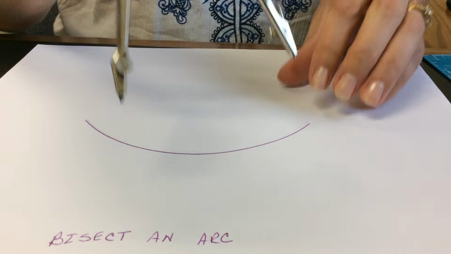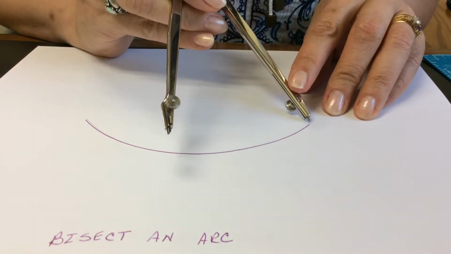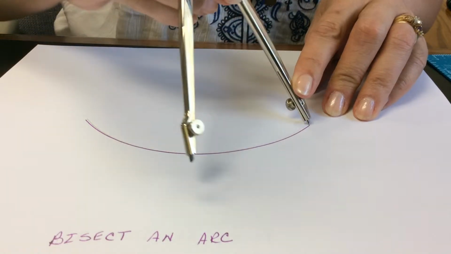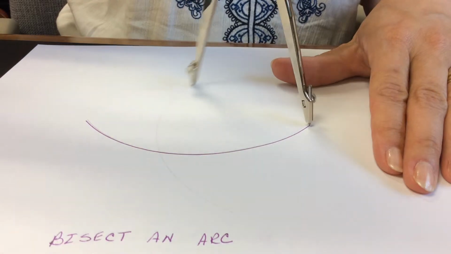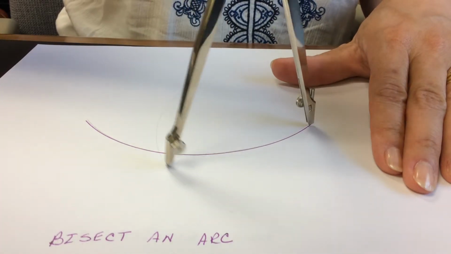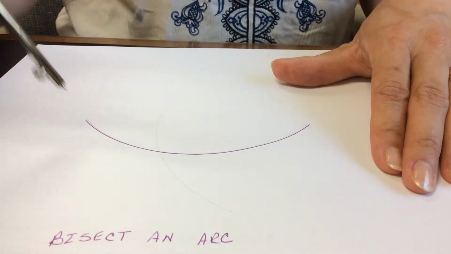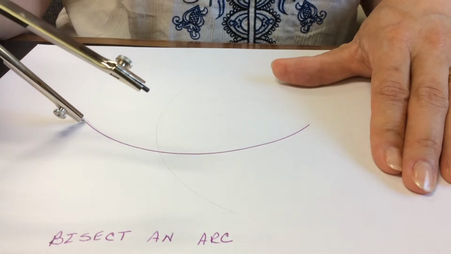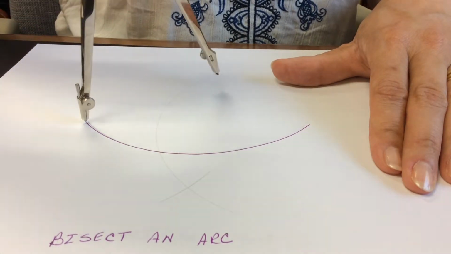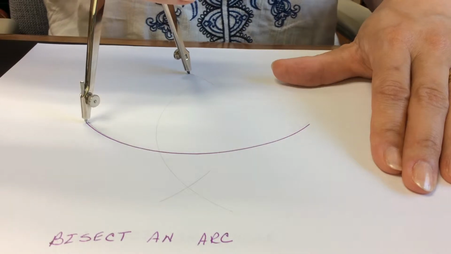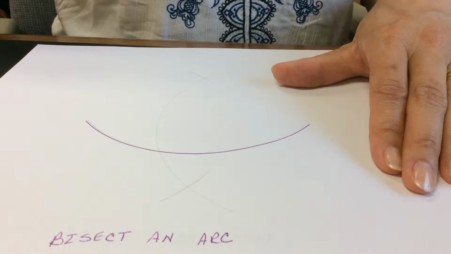But other than that, I'm going to do exactly the same thing I did a minute ago with my lines. I'm going to put my pointy end very precisely on the end of my arc, and draw an arc through the arc I'm trying to bisect. And again, this is very light because it's meant to be erased. And I'm going to move my pointy end to the other side, and draw two partial arcs that cross my original arc.